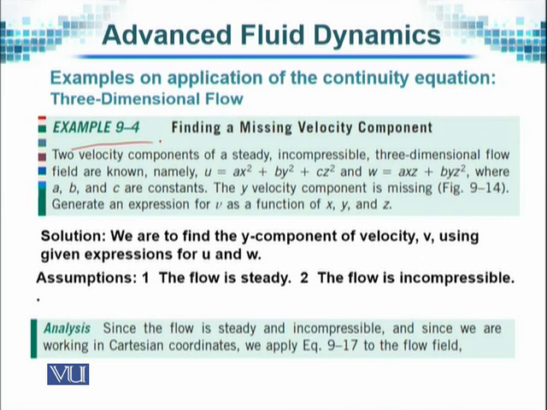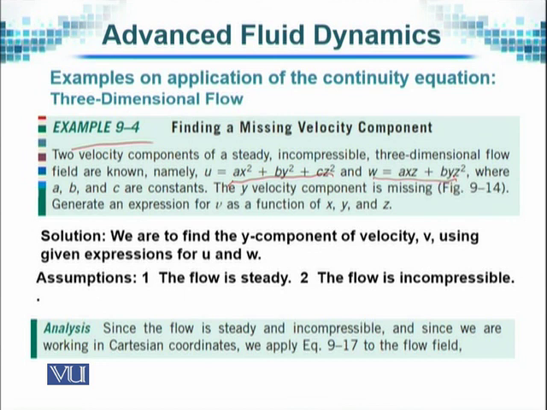The problem posed here is that two velocity components of a steady, that is no time dependence, incompressible, no change in density, but three-dimensional flow field are known. So two components are known. U is given as this value, and W is known. So obviously what is missing is the V component of the velocity.